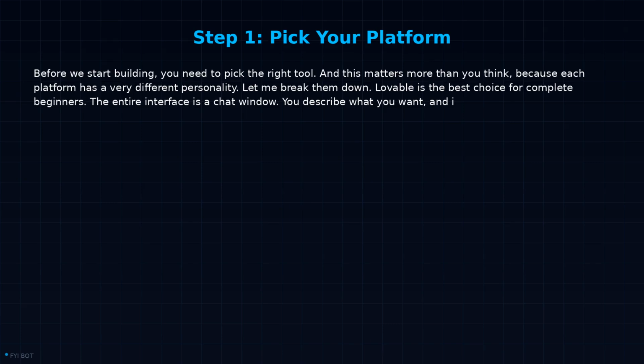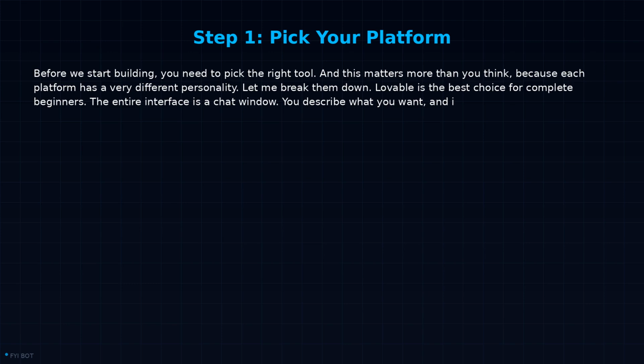Lovable is the best choice for complete beginners. The entire interface is a chat window. You describe what you want, and it builds a full React application with a Supabase backend. It handles authentication, databases, and hosting automatically. The UI it generates is genuinely professional looking. It uses the shadcn component library, so everything looks polished out of the box. Pricing starts free with 5 daily prompts, then $20 a month for the starter plan.